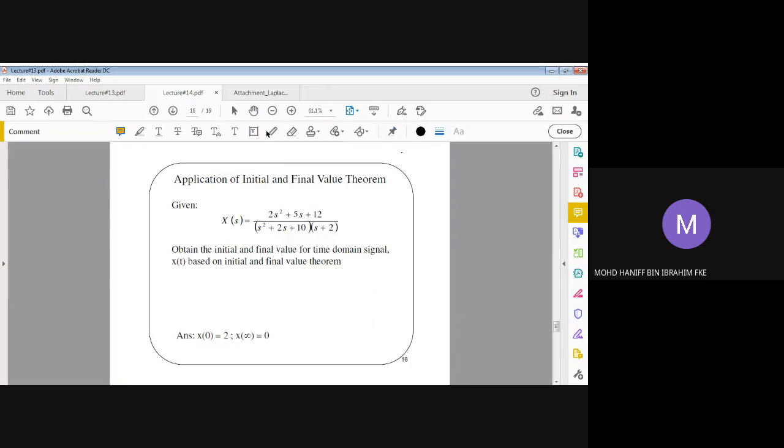Okay, so now for the final value theorem, which is x infinite, this is the one. The theorem states that x infinite is equal to the limit of s approaching 0 of s X(s). When we try to solve for this, we can write X(s) here: 2s squared plus 5s plus 12 divided by (s squared plus 2s plus 10)(s plus 2).